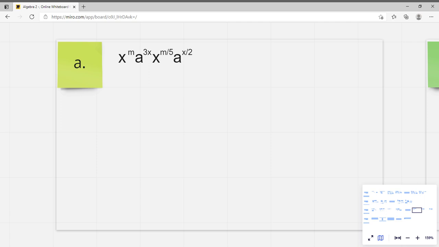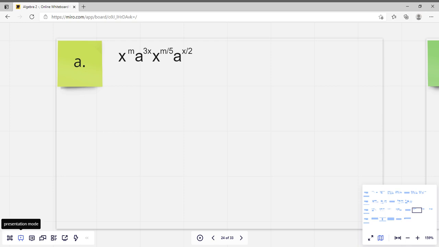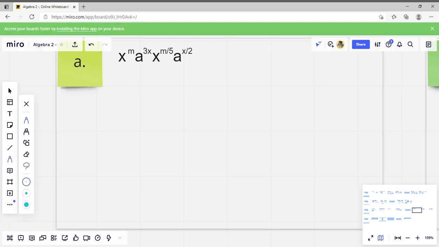Alright, so this first one, we're going to put our x's together. So we have m plus m over 5. That means we have to multiply this side times 5 over 5. 5m plus m would be 6m over 5. So that's our x part.